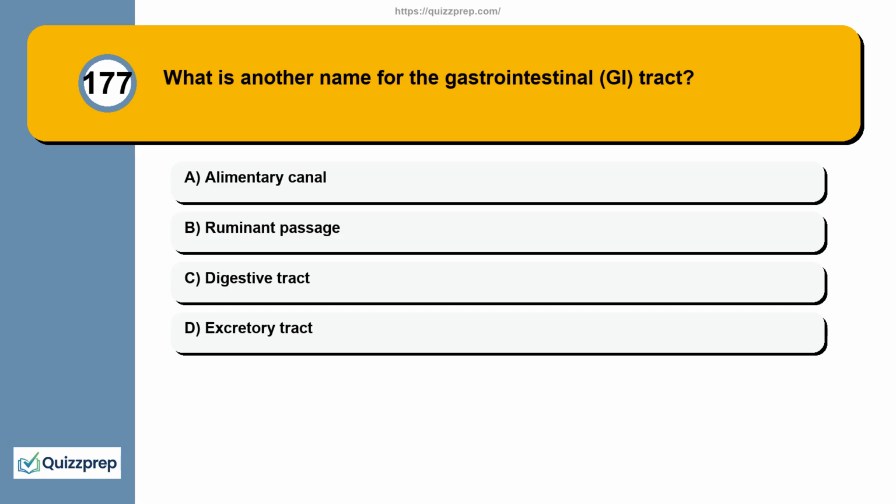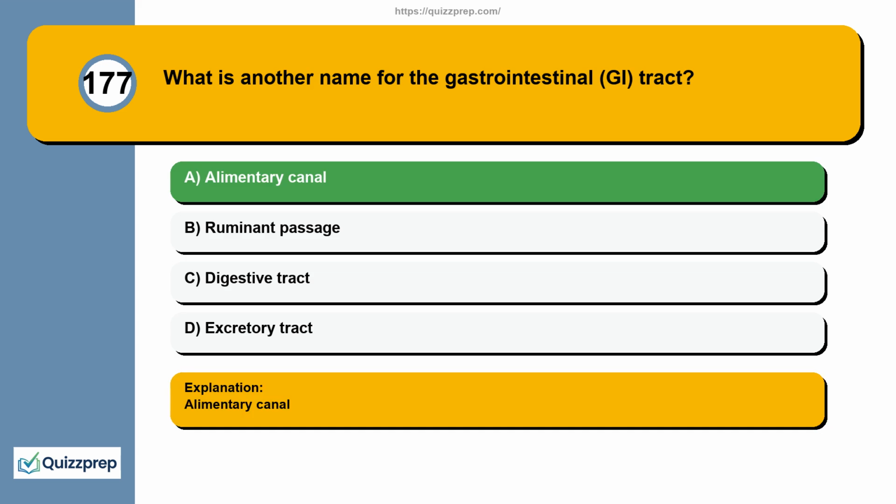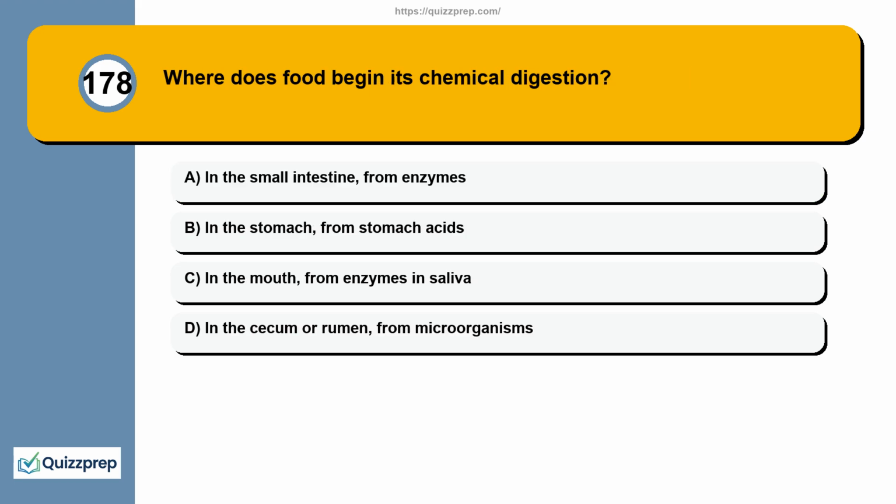Option A. Alimentary canal. Option B. Ruminant passage. Option C. Digestive tract. Option D. Excretory tract. The correct answer is option A. Alimentary canal. Question 178. Where does food begin its chemical digestion?